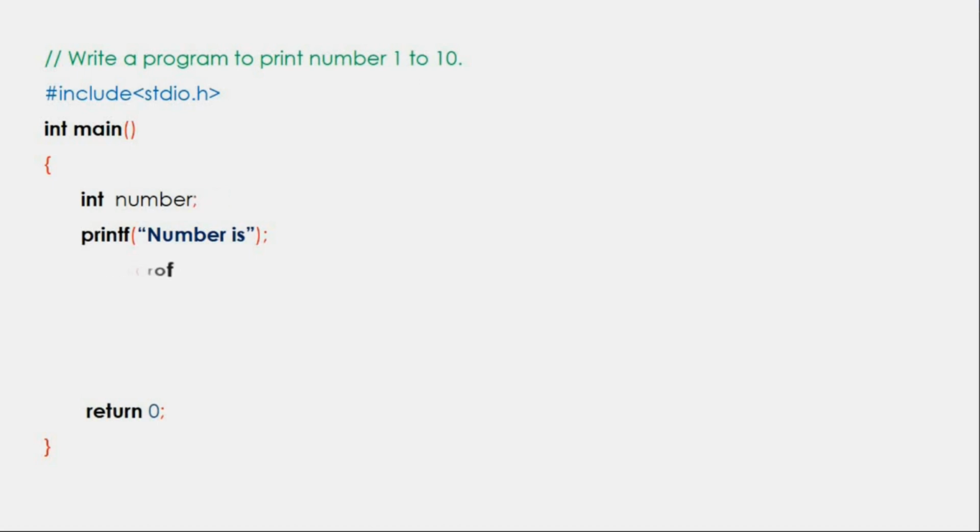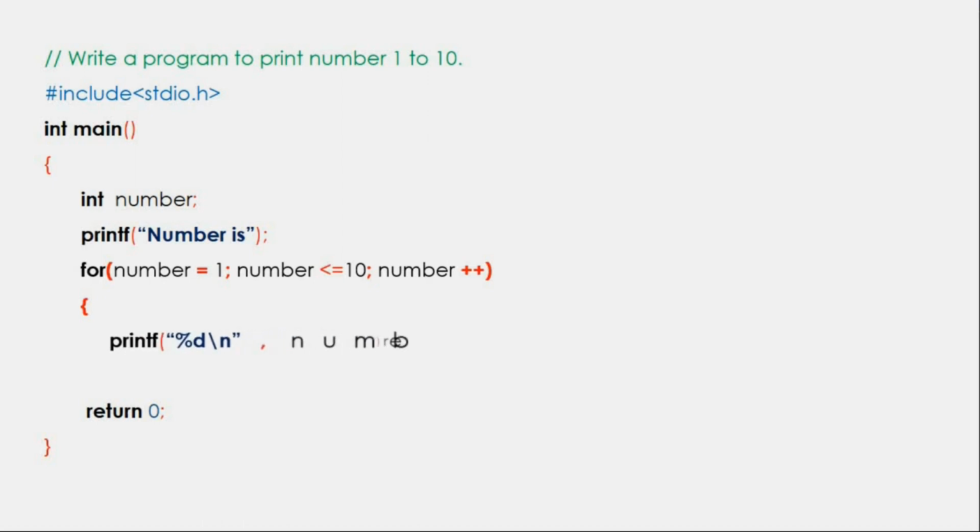Then we write a for loop instead of do while. So we write for, open bracket, number equals to 1 semicolon, number less than or equals to 10 semicolon, number plus plus, and close the bracket. And open the for loop curly braces. Then we need a printing statement to print the message on the console window. So, we write printf, open the bracket within double quotes, %d\n, comma number. And close the bracket with semicolon, and also close the for loop curly braces.